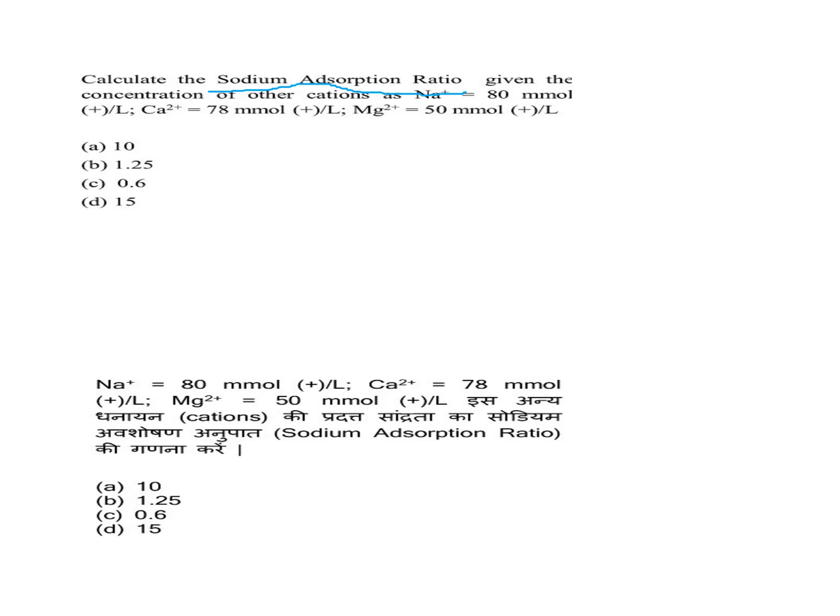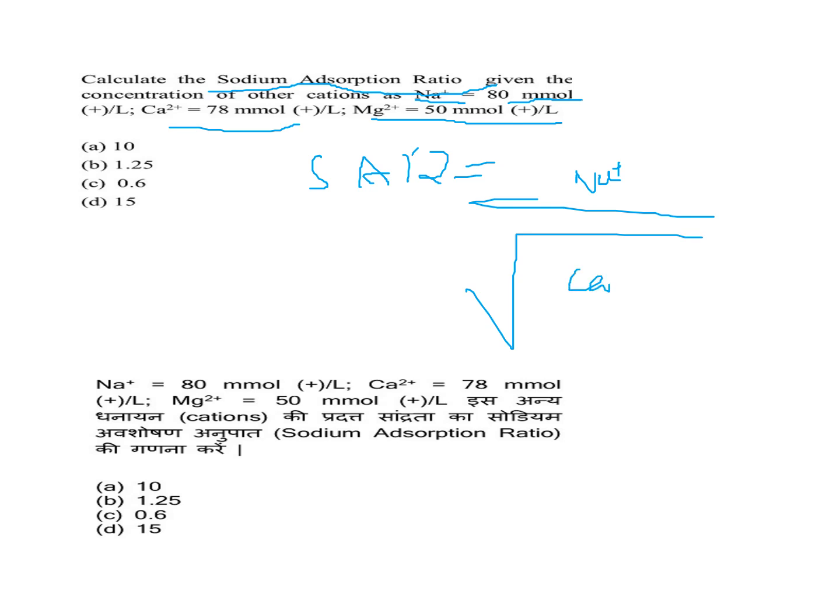Calculate the sodium adsorption ratio given the concentration of sodium 80 millimole per liter, calcium 78 millimole per liter, magnesium 50 millimole per liter. SAR, what is the formula? SAR is equal to sodium ions divided by the square root of calcium plus magnesium divided by 2. If you substitute the values given, the answer will be 10. SAR will be 10, that is healthy.